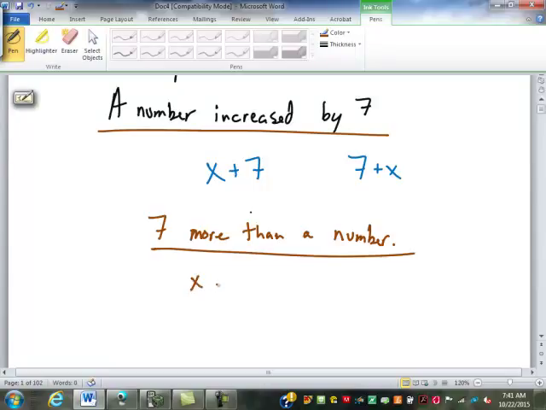Okay, I'll shoot down the obvious one for you. X plus 7. Any other ways we can put that into words? There we go. 7 greater than a number. You have to be careful how you word it, because if you said 7 is greater than a number, that means something slightly different. But yeah, 7 greater than a number would still be x plus 7.